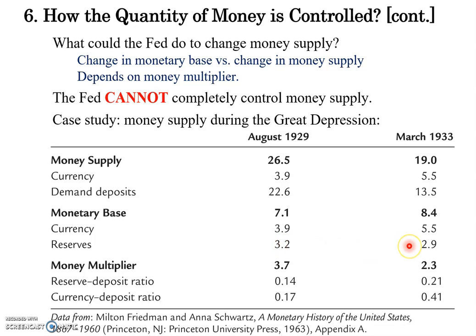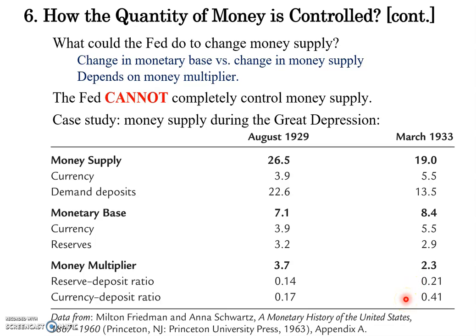This decrease is not just because of the reserve deposit ratio. It's actually because people put less money into the banks. So if you just look at the monetary base, you find that it's actually increasing over the course of 4 years. However, during the same period, the money multiplier actually decreased from 3.7 to 2.3. Once again, that's because both RR and alpha increased.